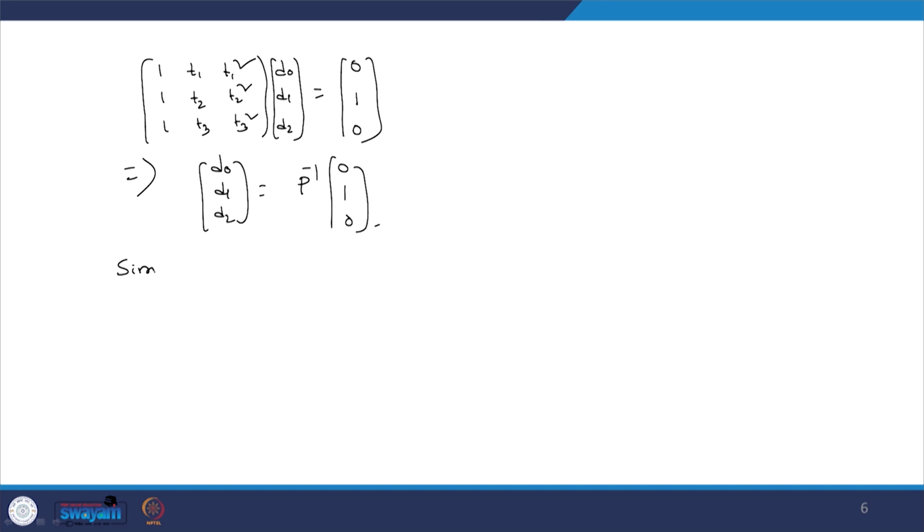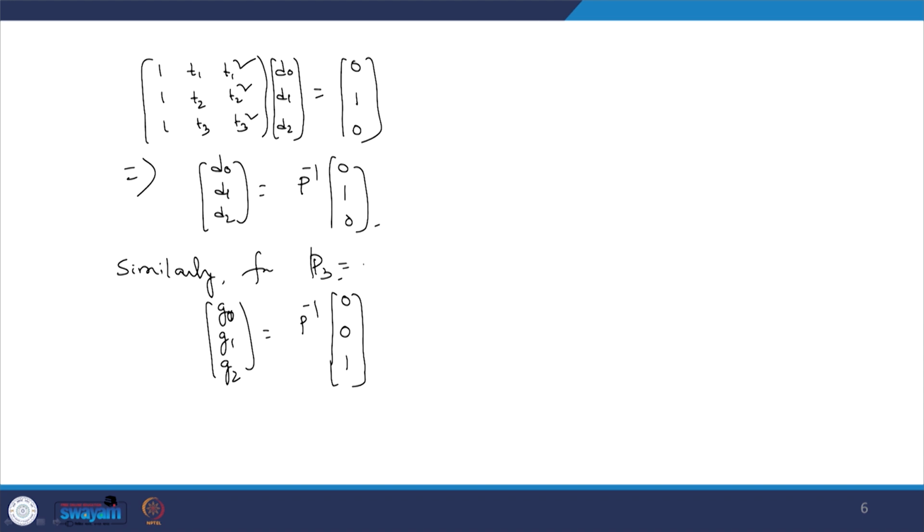Similarly, for P3 I will have G0, G1, G2, which will be equal to P inverse into 0, 0, 1. So, in this way we can immediately calculate the corresponding polynomial P3, which is G0 plus G1 x plus G2 x square, with the coefficients G0, G1, G2 equal to like this please. So, P1, P2, P3 will be known.